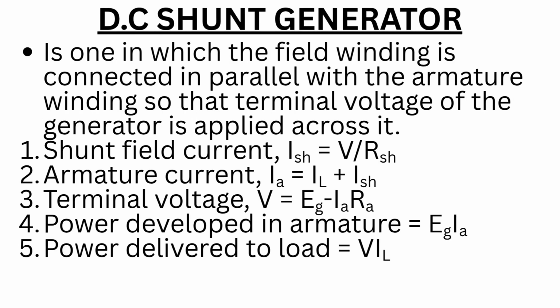Now let us look at the DC shunt generator. What is it? It is one in which the field winding is connected in parallel with the armature winding so that the terminal voltage of the generator is applied across it. 1. Shunt field current, ISH equals voltage divided by shunt resistance. 2. Armature current, IA equals load current plus shunt current. 3. Terminal voltage, V equals output voltage minus the product of armature current and armature resistance. 4. Power developed in armature equals the product of output voltage and armature current. 5. Power delivered to load equals the product of voltage and load current.